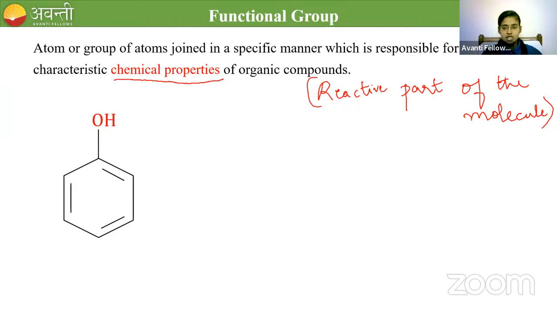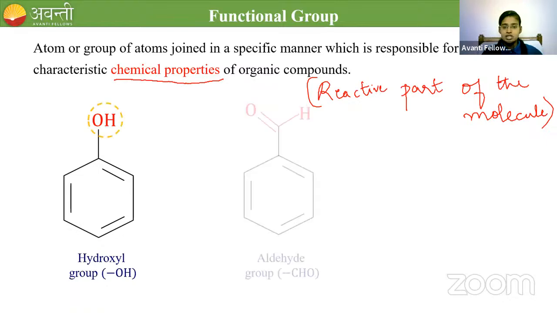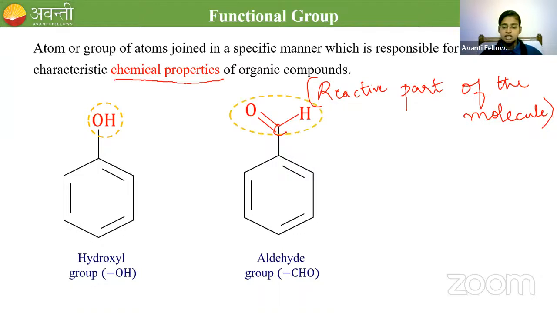Some examples of functional group containing compounds: phenol. Here we have the OH group, right? OH is the functional group, which is called the hydroxyl group. Here we have aldehyde, C double bond O H. This aldehyde group is the functional group.